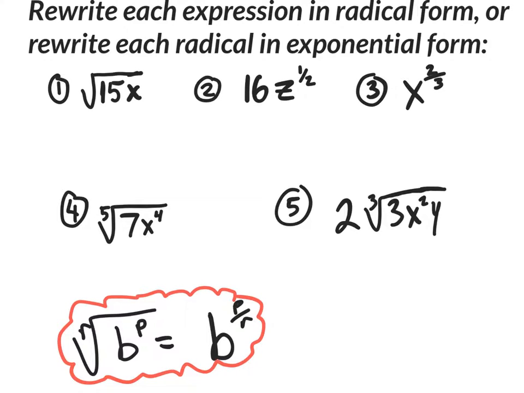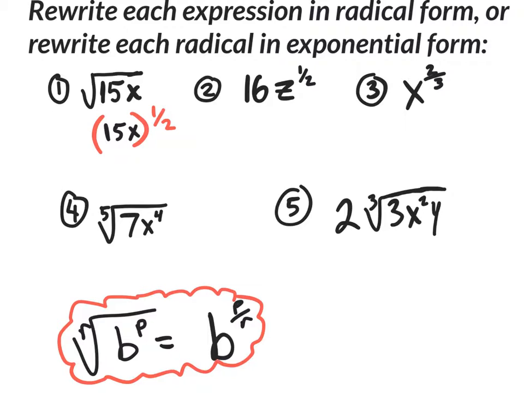Okay, so what do we have up here? We have 15x and the square root of it. So what is the square root? It's really the power of what? 1/2. So I'm going to take the whole thing, 15x, and I'm going to rewrite it as 15x to the power of 1/2. And that's it. Done. Nothing else to do. Easy peasy, lemon squeezy. Okay?